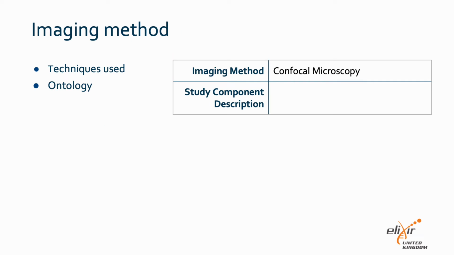The imaging method should describe the techniques used to acquire the raw data. This could be one or multiple methods, which should be part of a relevant ontology. In this slide, I show that I am working with data from confocal microscopy, which, for example, is from the biological imaging methods ontology, although it is also present in a number of other ontologies.